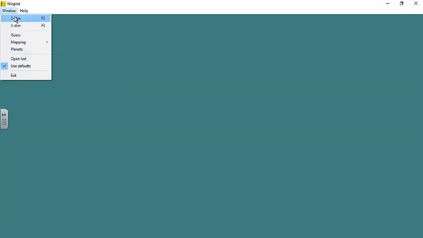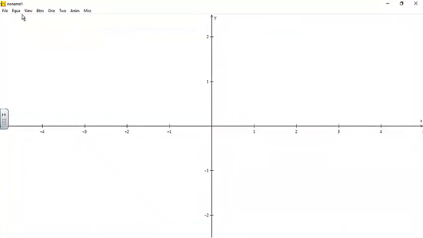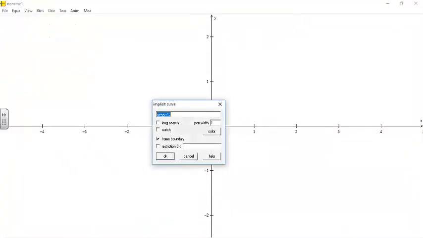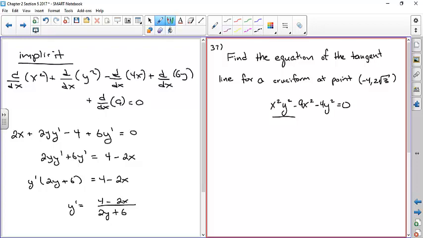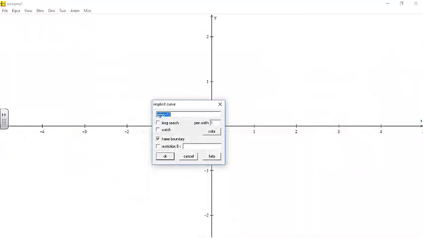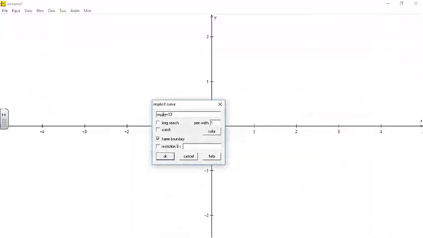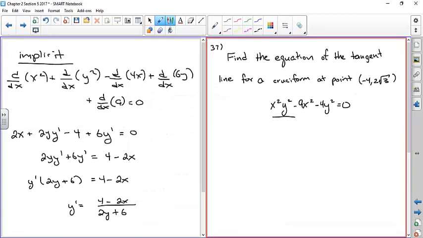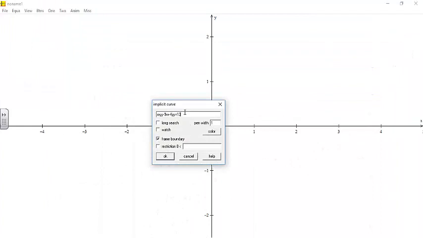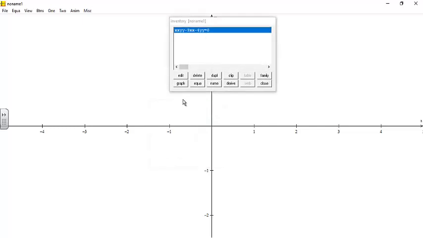So we're going to make a two-dimensional plot, and we're going to put it in implicitly, and it's x squared y squared minus 9x squared minus 4y squared equals 0. Okay, so I think that's right. Let's plot it, and it didn't do anything.